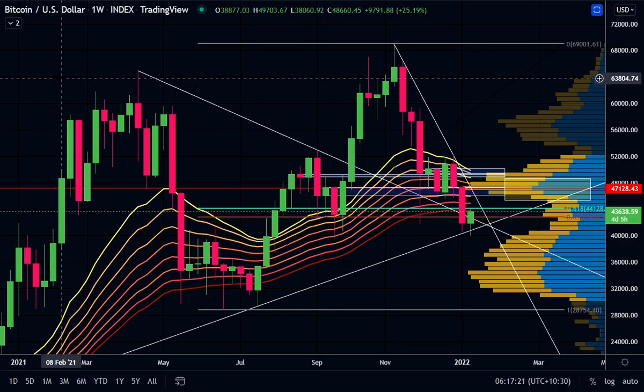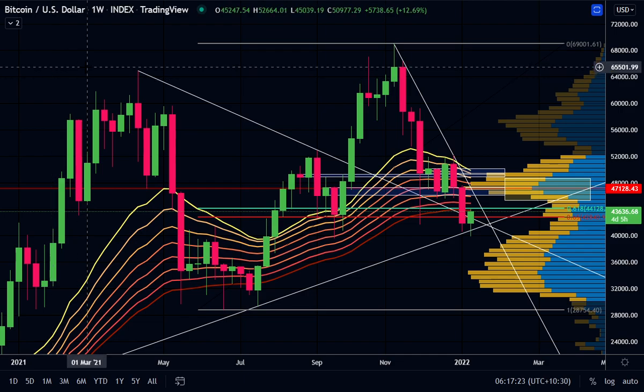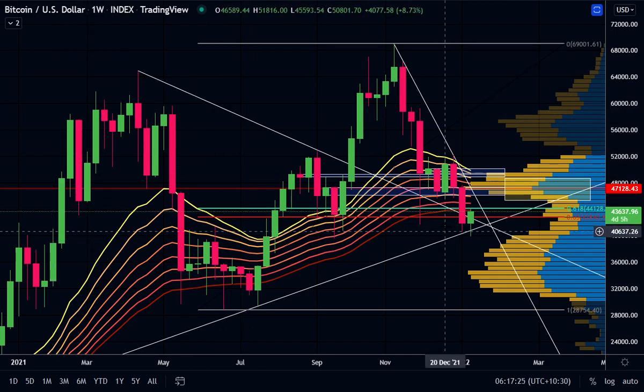So I think that's about all. That was quite a long video with a lot of information. There was a lot to talk about. I think it's a really good sign that we did touch the weekly EMA ribbon on this new weekly candle. Gives me confidence that we are going to drop down to the 35K area.